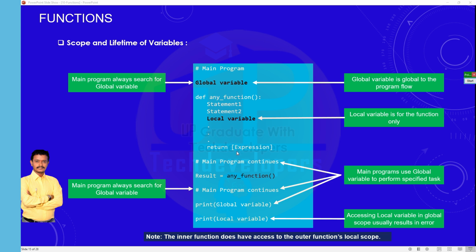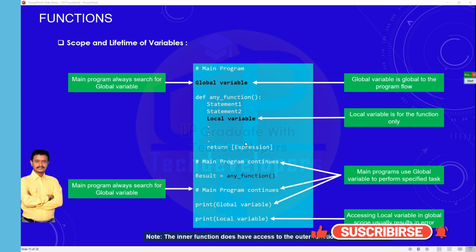And after creating the function, we are using the print statement to call the global variable as well as the local variable. The important thing to remember here is the main program always searches for the global variable, and the global variable is global to the program flow. The local variable is for the local function only, and the main program uses the global variable to perform a specified task. If we try to access the local variable in global scope, then we will get an error.